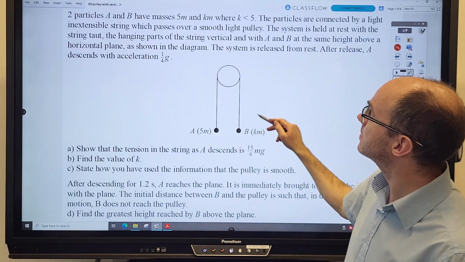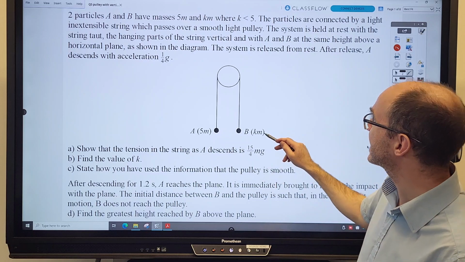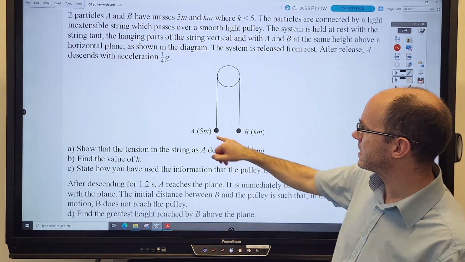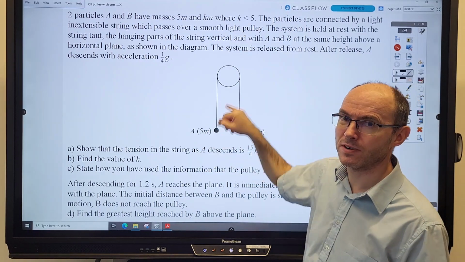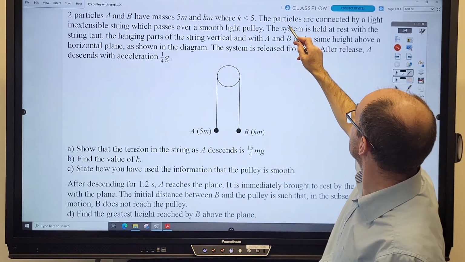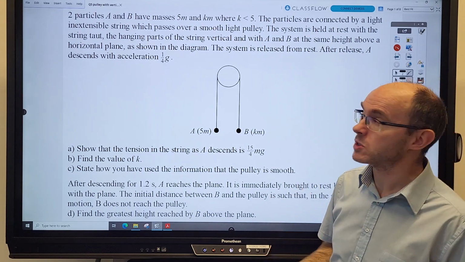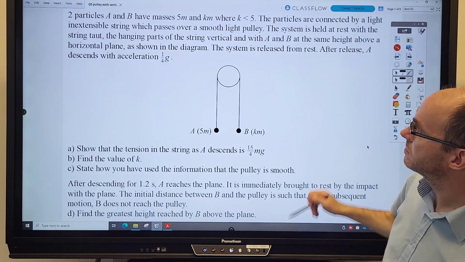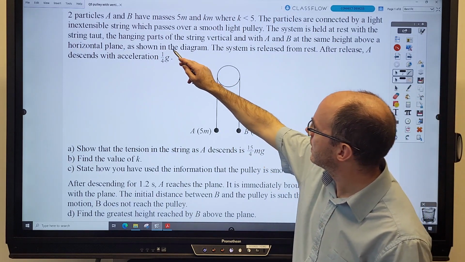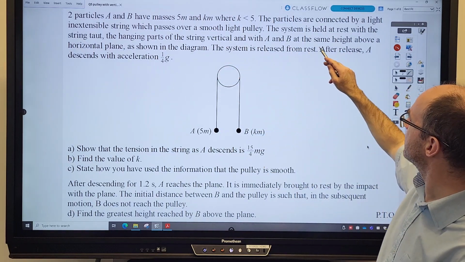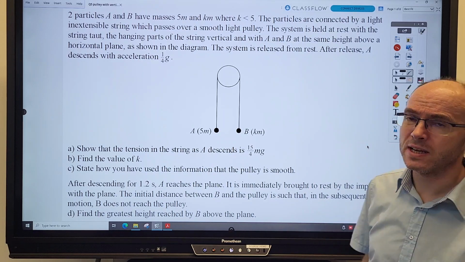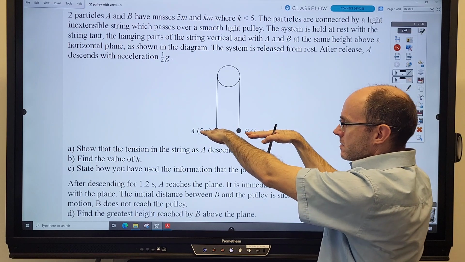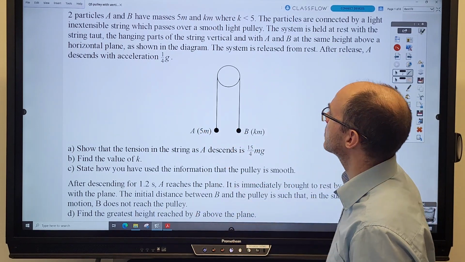Two particles A and B, masses 5m and km, where k is less than 5. Basically it's saying that A is the heavier one. That's why it's saying k is less than 5. The particles are connected by a light inextensible string which passes over a smooth light pulley. The system is held at rest with the string taut and the hanging parts of the string vertical, with A and B at the same height above the horizontal plane as shown in the diagram. So basically, the system is held at rest and A and B are the same height above the horizontal plane.